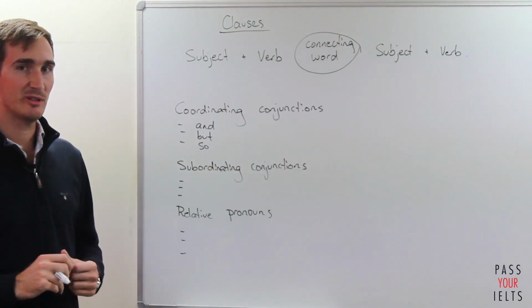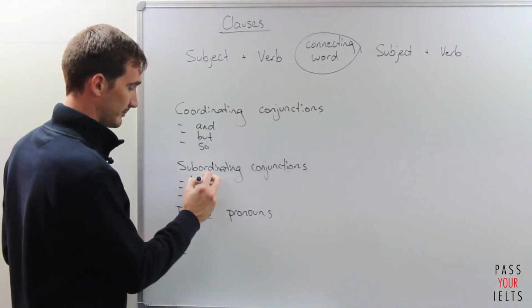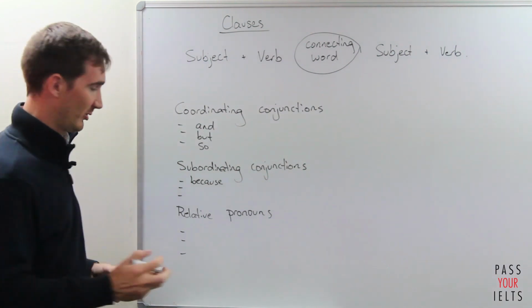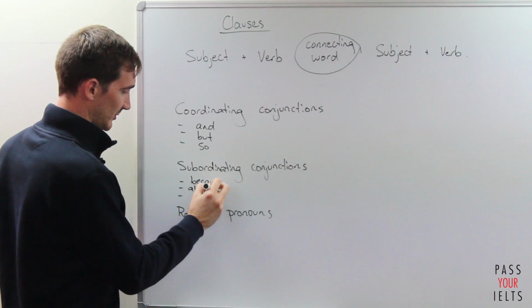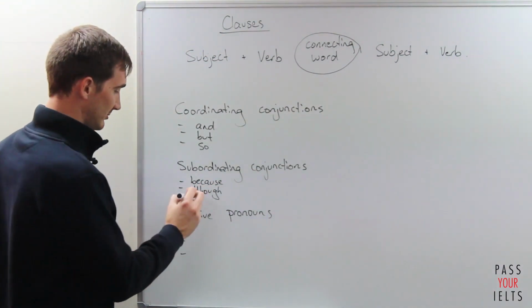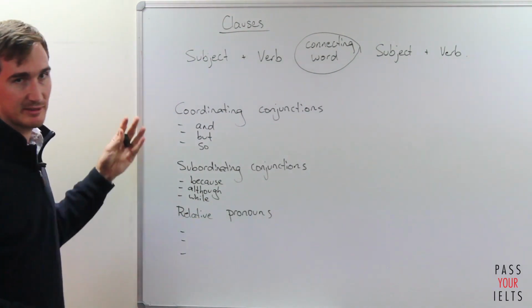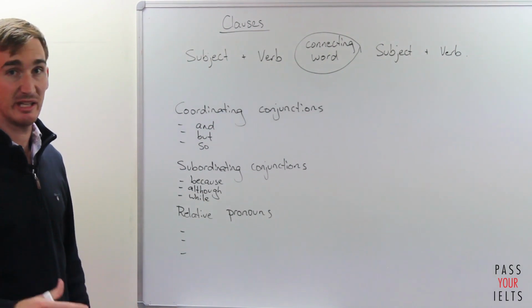Do you know any subordinate conjunctions? I'll start you off. We have because. What are some other ones? Although. While. You will have seen these in my video series, and there's a heap of them, maybe another 50. Some of them have more than one word, such as even though.